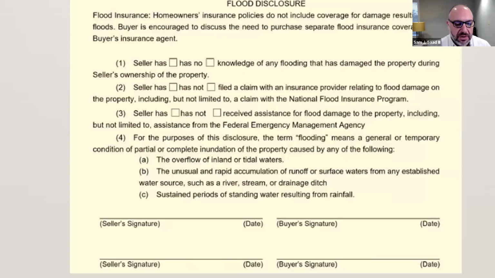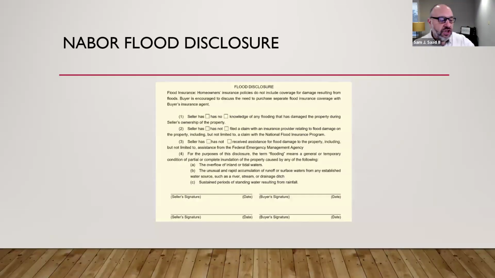It's from rainfall. So if you had water filling up in your unit and it was unusual or rapid, it has to be from a river, stream, or drainage ditch, not the upstairs pipe. An overflow of inland or tidal waters, which is not the upstairs pipe, or sustained periods of standing water resulting from rainfall. Now, be very, very careful, because if you have an insurance claim on the property, the NABOR contract says that the seller does not know of any insurance claims in a separate disclosure that we're going to go over soon. So be very careful.